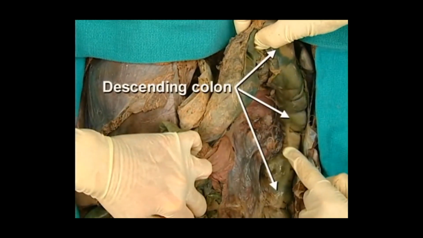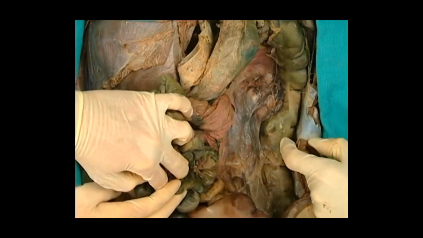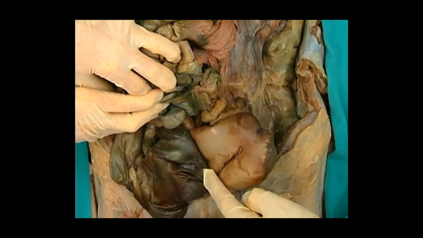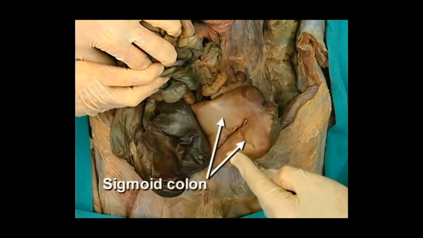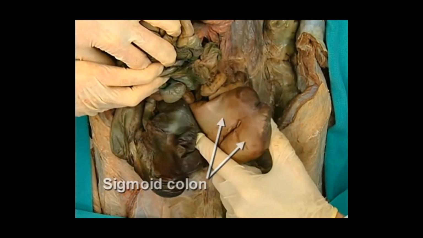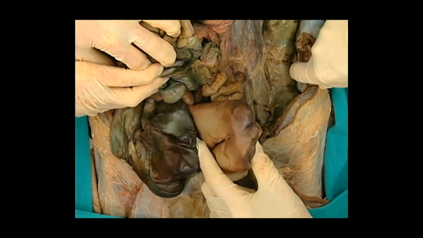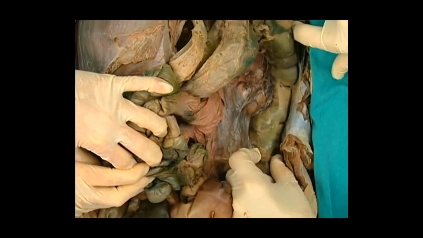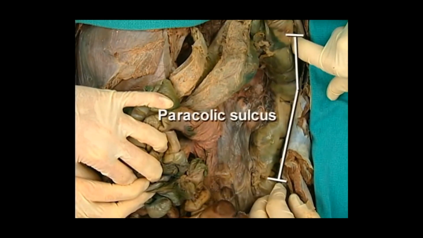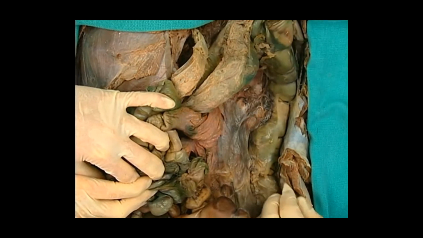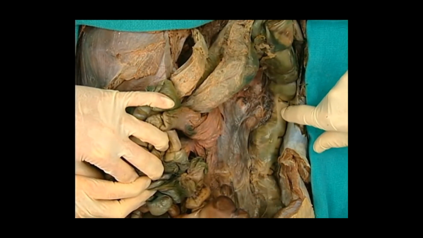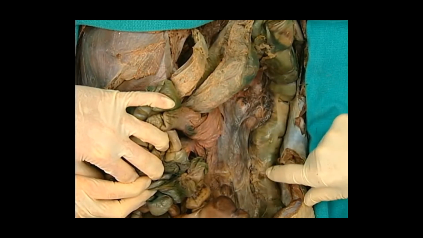Then the descending colon, followed by the sigmoid colon, which will then continue down as the rectum and the anal canal. Find the paracolic sulci or the gutters on both sides of the ascending and the descending colon. Look for haustrations or pouches all along the length of the large intestine.